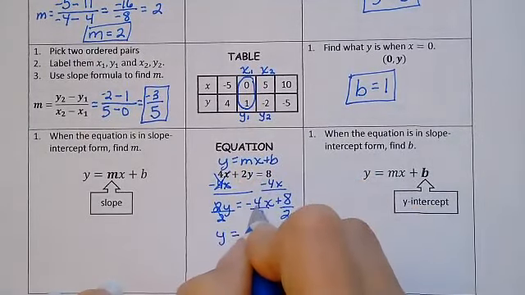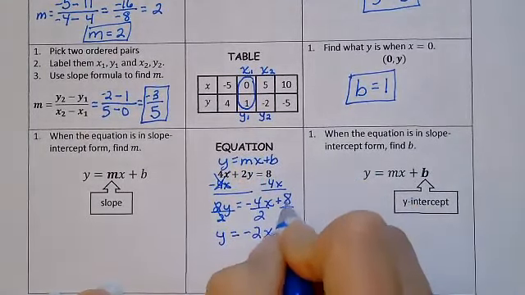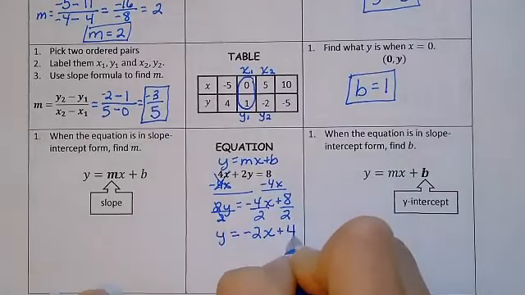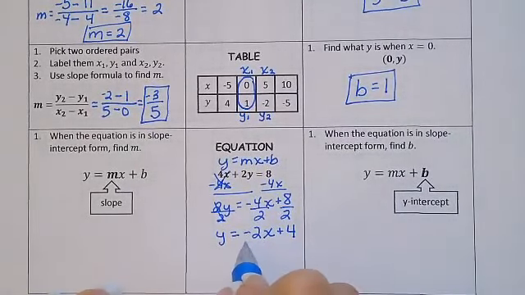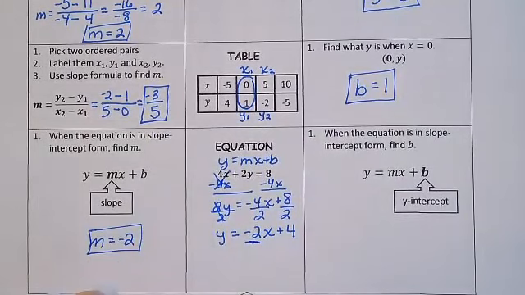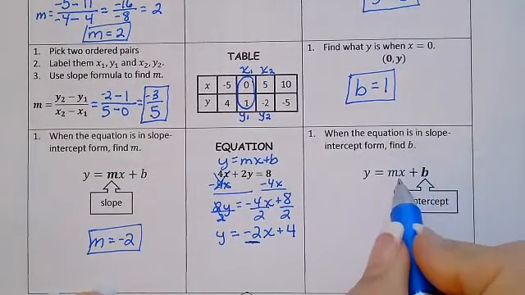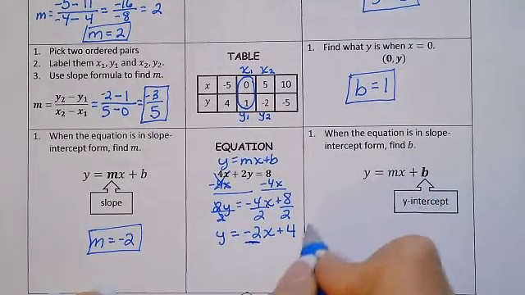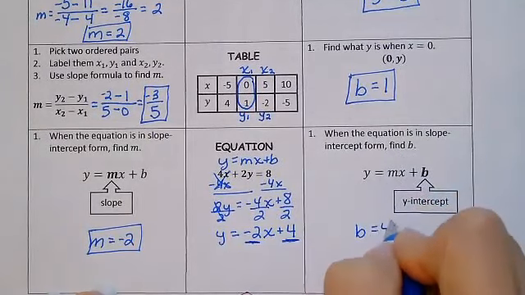Y equals, well, -4 divided by 2 is -2, and 8 divided by 2 is 4. All right, now I have it in slope-intercept form. So this -2 is the slope. When the equation is in slope-intercept form, find b. So b is the y-intercept. It's in slope-intercept form, so that means that b equals 4.